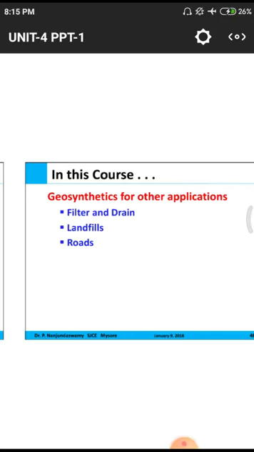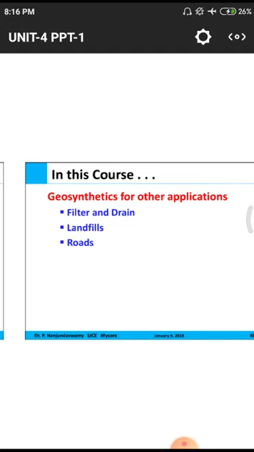First one, filter and drain. Normally filter means if in the water there are large molecules, small molecules and other floating materials, this filter will have the capacity to filter all those materials from a liquid strata. That means the solid strata and the large particles remain on the screen, and the remaining matter will be below the screen. That is called the filtering mechanism. And a drain means the movement of liquid from the soil strata, which is draining.